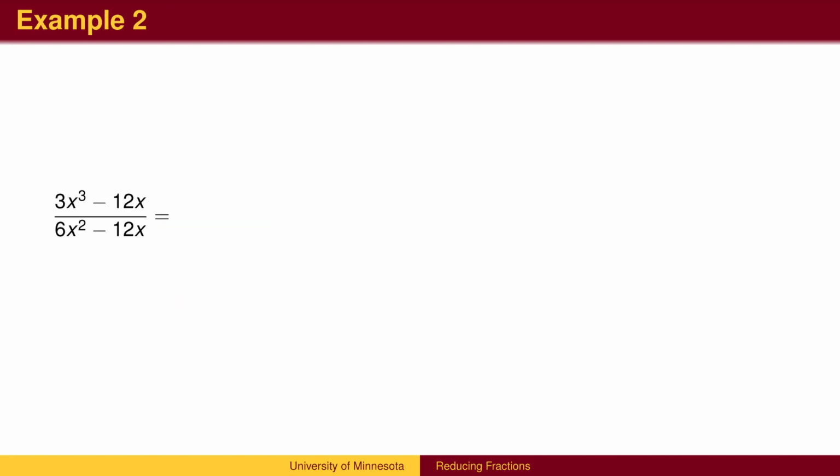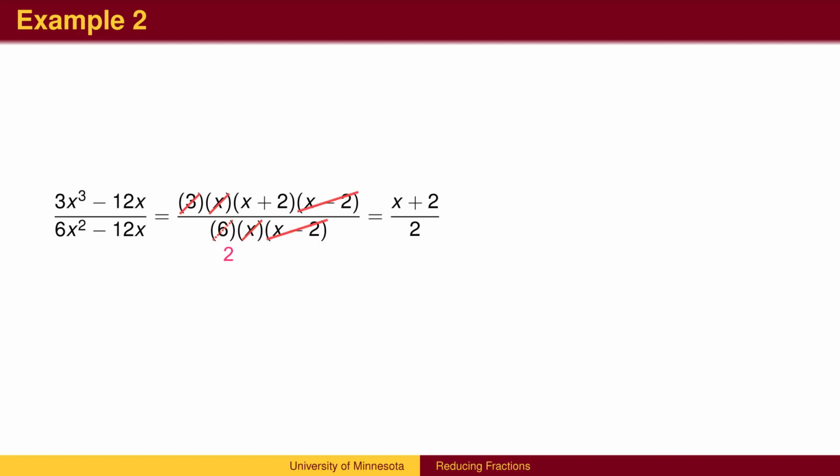Here's another example. The numerator has a common factor, followed by a difference of squares. The denominator has a common factor. After factoring completely, the common factors can be canceled.